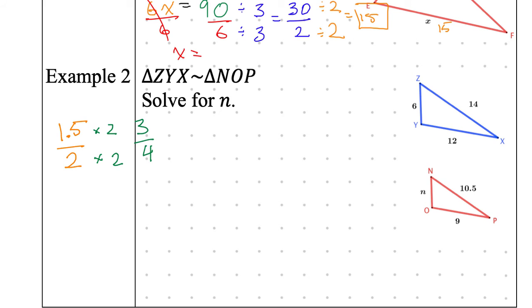All right, if there's no one that I can cold call, or if there's no one that's going to raise their hand. All right, Cohen, go for it. 14 over 10.5. 6 over n. And 6 over n, perfect.